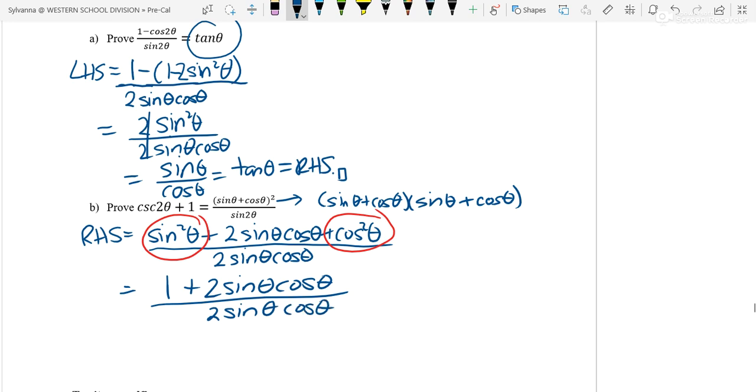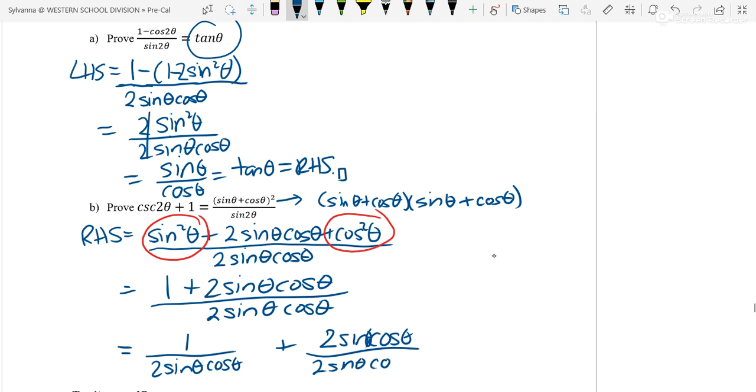Let's separate our fraction, or the numerator of the fraction. So we have 1 over 2 sine theta cos theta plus 2 sine theta cos theta. Oops, there's supposed to be a theta in between there. I'll fix that a bit. Okay, well that cancels out as a 1.